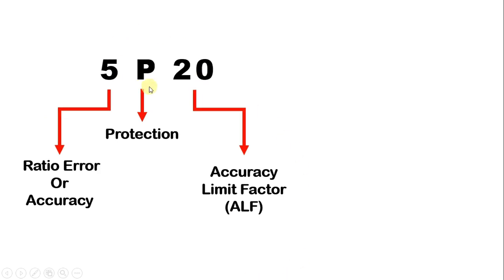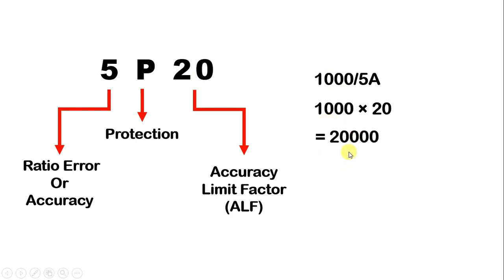Let us see one more example. Here 5P20 which is written, what does it mean? Let's understand. Here also I am using the same figure, a CT of 1000 by 5 ampere. Now here the primary current is going to be multiplied with ALF, I mean with 20. When we multiply this with 20, then the answer will be 20,000. It means that this CT of 1000 by 5 ampere whose class is 5P20, even if 20,000 ampere current flows in the primary of CT, then in this condition also, the ratio error will not exceed 5%. So I hope you understood what 5P10 and 5P20 written on CT mean.